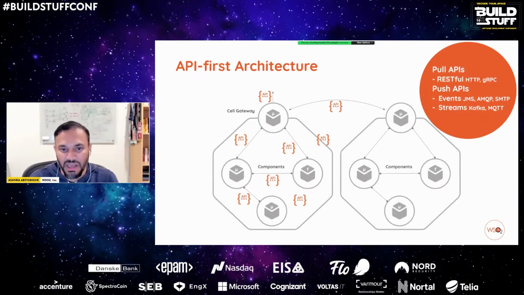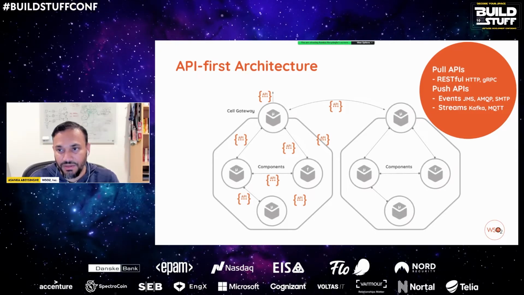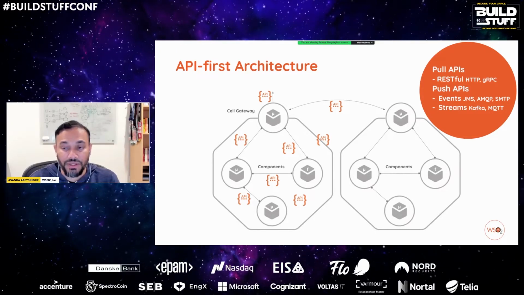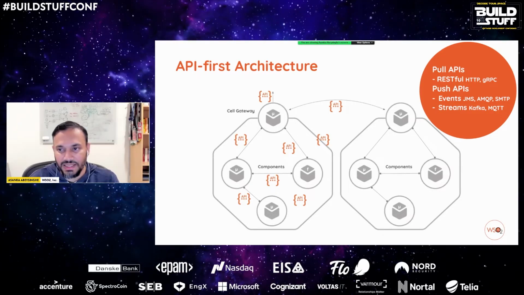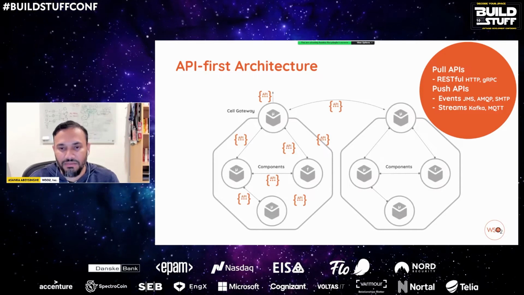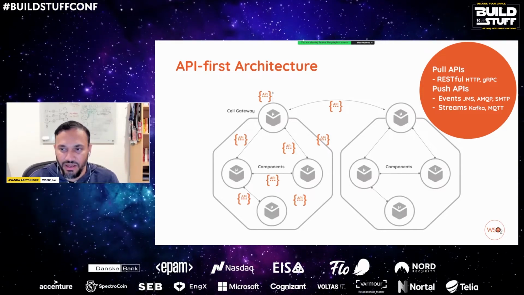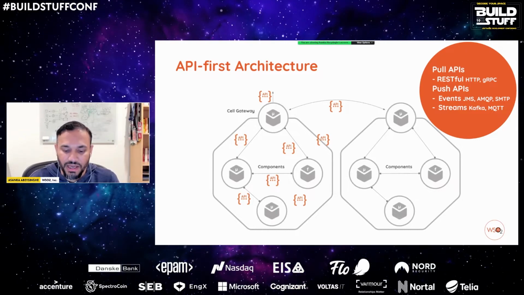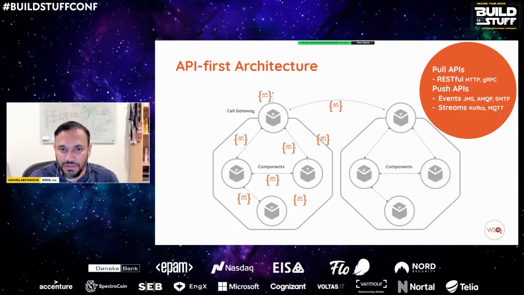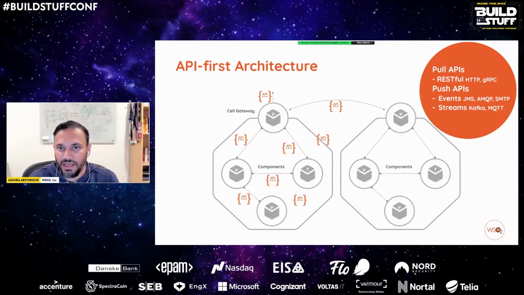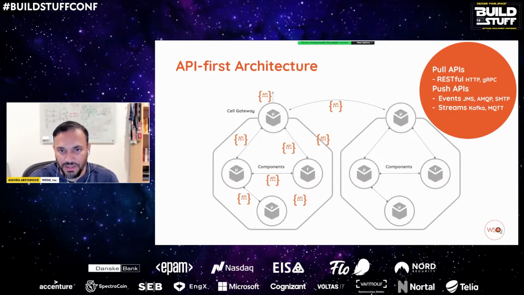And it can be any kind of API: a RESTful API using HTTP or gRPC, or a push API using events like JMS, AMQP, SMTP, or it can be streaming like Kafka or MQTT. So based on the capabilities that you are providing and the style that you want to expose your APIs, you can decide what type of API that you are exposing.